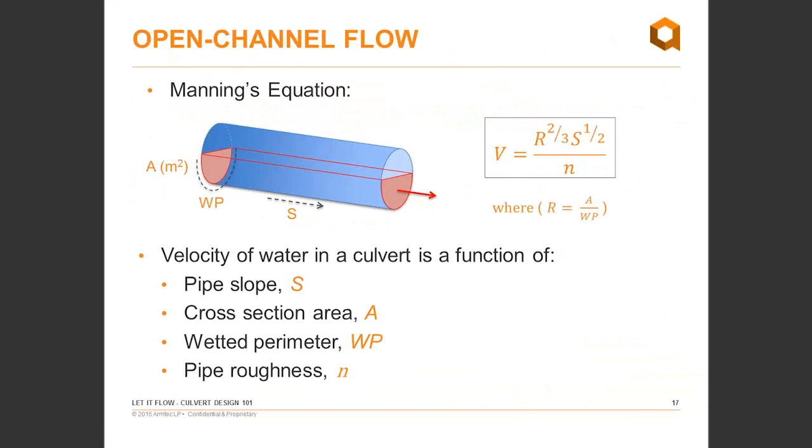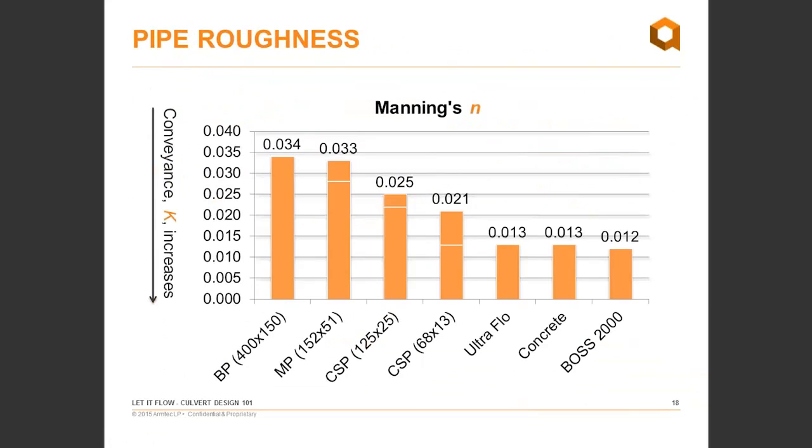There's also friction between the water and the inside of the channel or pipe. So the relative amount of water in contact with that pipe surface and the pipe roughness will act to slow the water down. It's that Manning's n term in that equation that is the measure of pipe roughness.